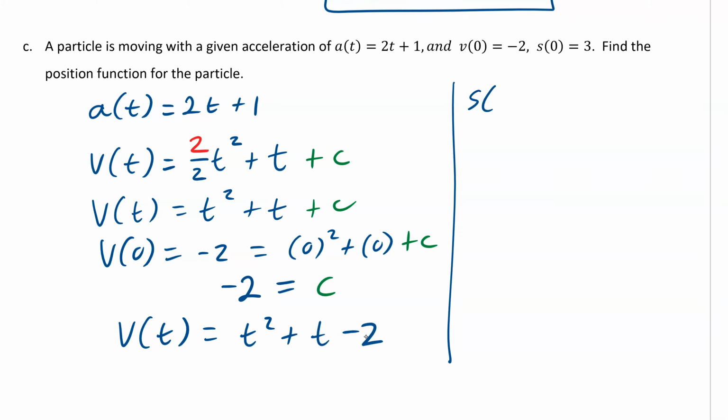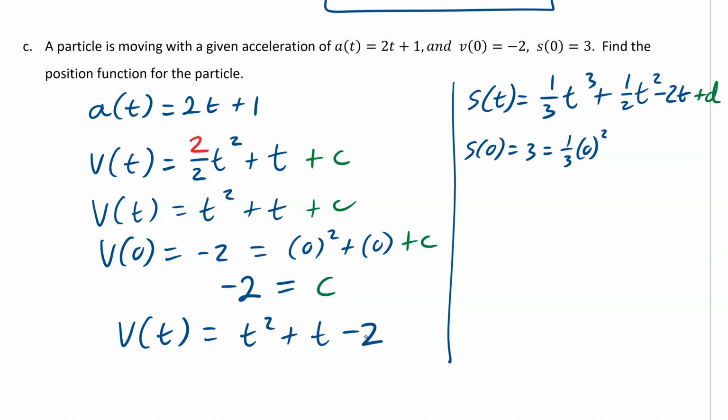So now we can find our position function. I'm already wanting to go the other direction again. So we take our antiderivative again. So this would be t cubed over 3. And then we put in the 1. Plus, and then this is t squared over 2. And we put in the 1. Minus 2t. And again, now we can put plus d. And so s of 0 is 3. So 1/3, and we plug in 0. So all those 0 out, and so we know that d is equal to 3.